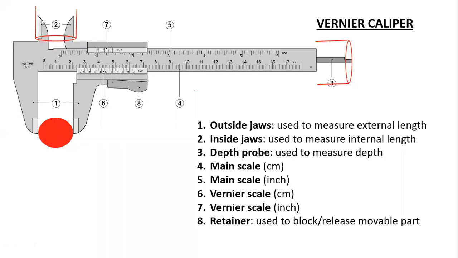So is the construction of the entire vernier caliper clear? Actually in this, we have two scales. One is the vernier scale and one is your main scale.